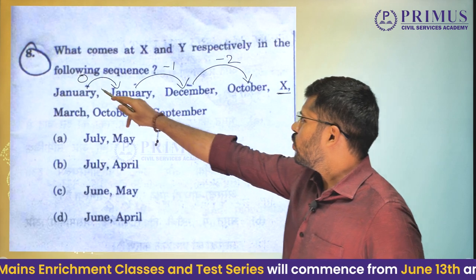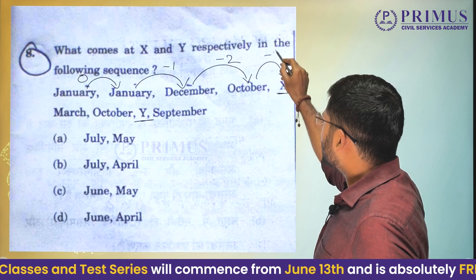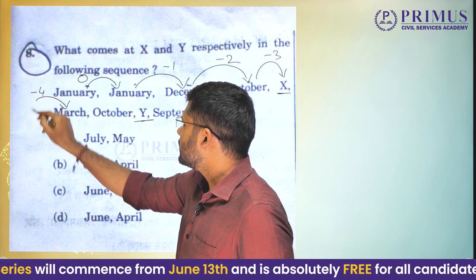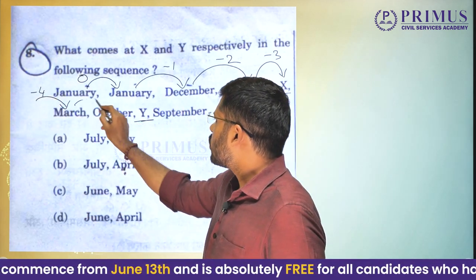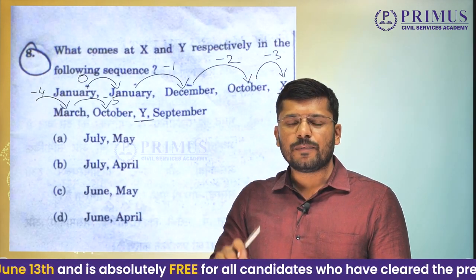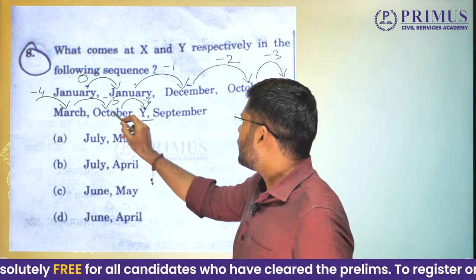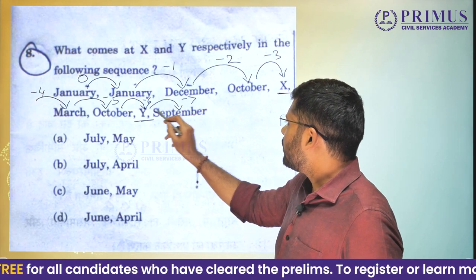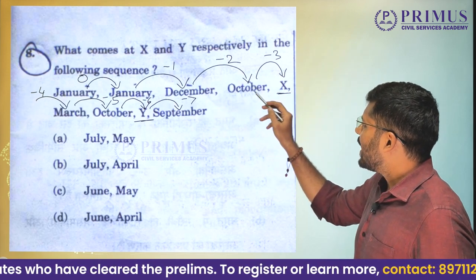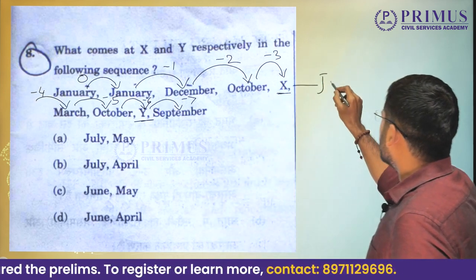So we went 0 months back, 1 month back, 2 months back. By that logic, here we need to go 3 months back, then from X to March we need to go 4 months back, and from March to October they have gone 5 months back. How? If you go 5 months behind March: February, January, December, November and October. Then we need to go 6 months back from October to Y, and 7 months back from Y to September. If you go 3 months behind October: September, August and July, so X will be July.